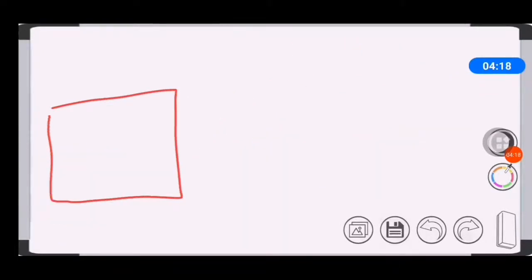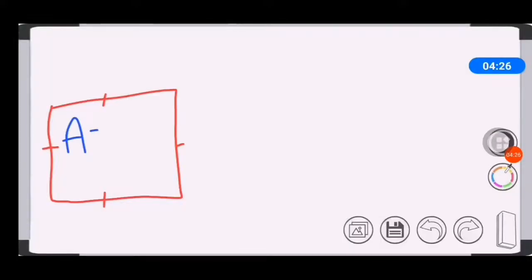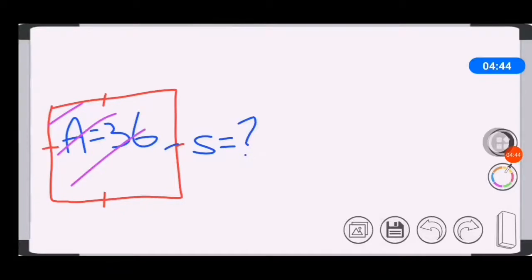Great. Now the third example. In this figure, which is a square, the area has been given as 36. The side or the length, we don't know. We have to find the side. What does this question mean? It means that the total space covered by this shape, the total space inside, is 36 units. However, we don't know which side we multiply to get the 36.